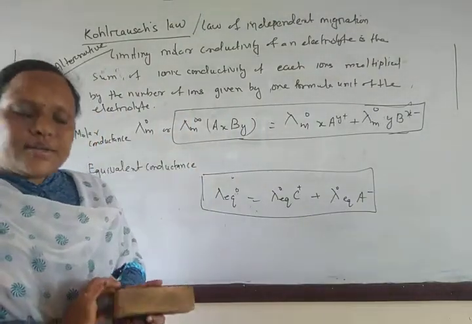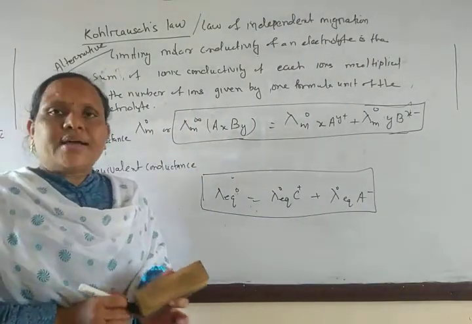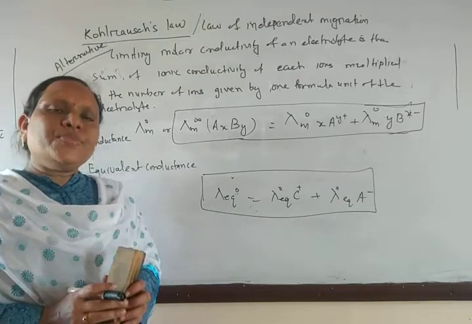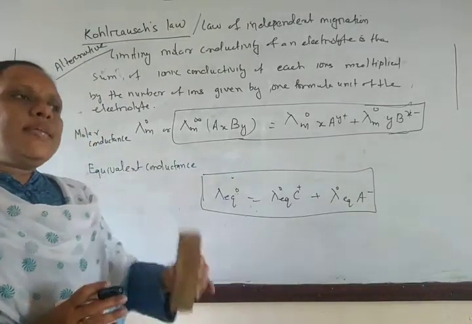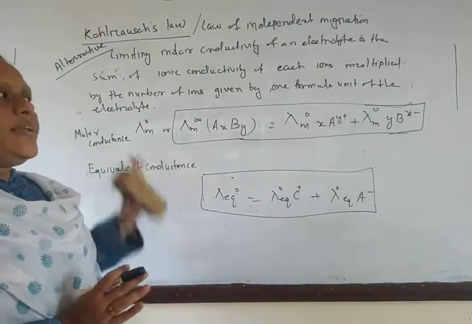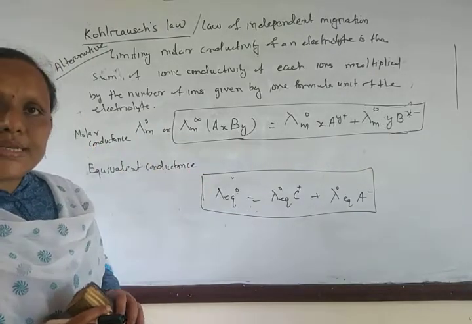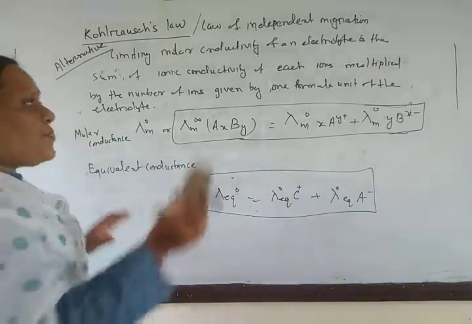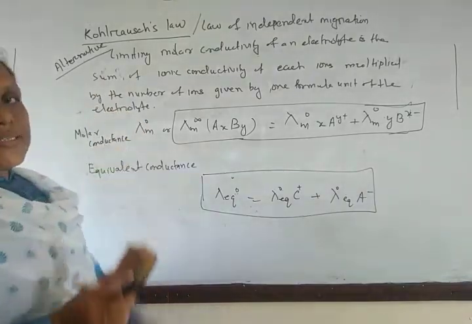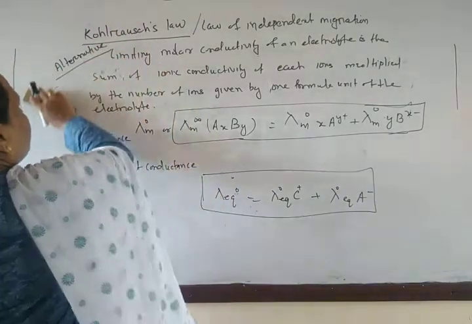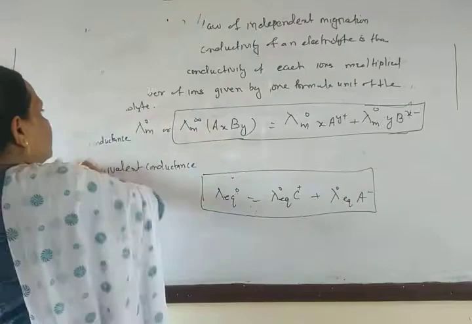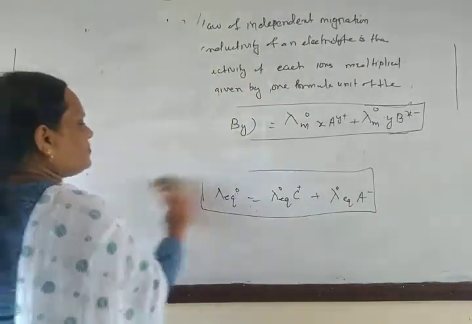Okay, now you are clear. That means every ion has a particular conductance value, irrespective of the other ion with which it is associated. Okay. Now, what are the applications of Kohlrausch's law? Now let us discuss the applications.